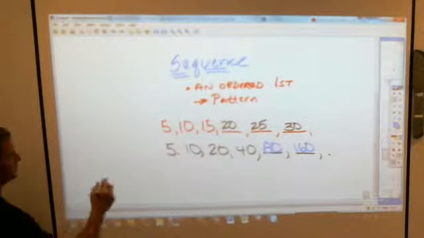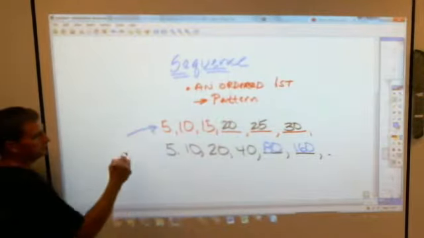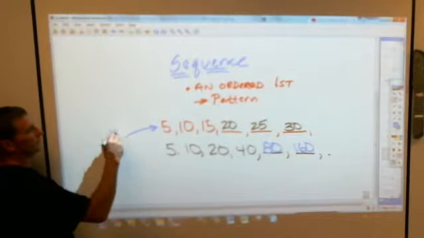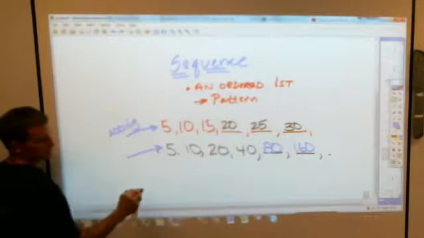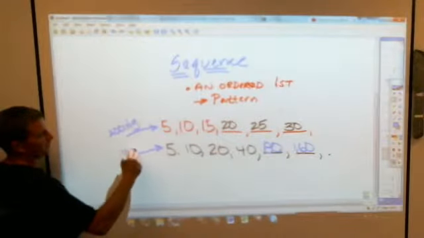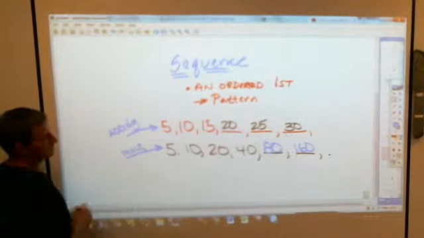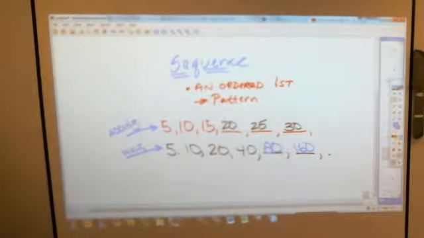Now, what is the difference in these two patterns? This one, what did you do to get to the next number? You were adding. In this one, you were multiplying by 2. So you've got to be careful. You've got a multiplication sequence there, and you've got an addition sequence there, and never the twain shall meet.